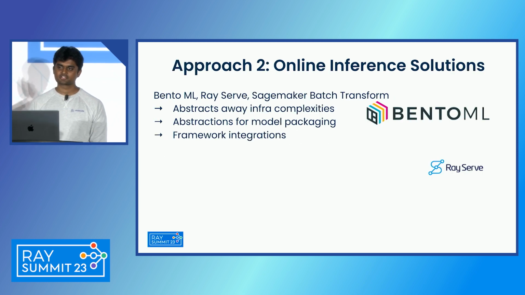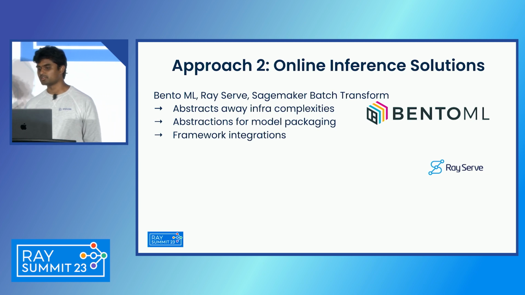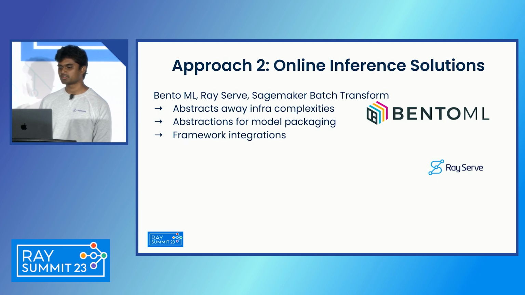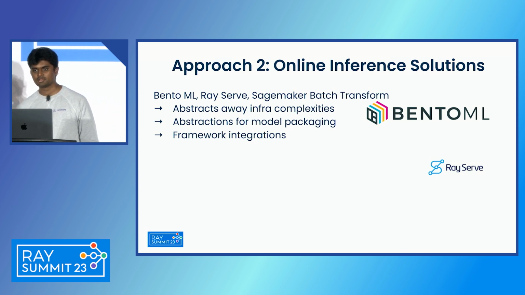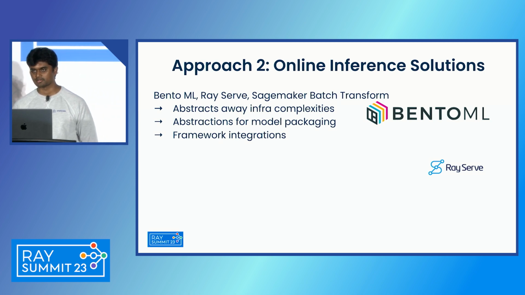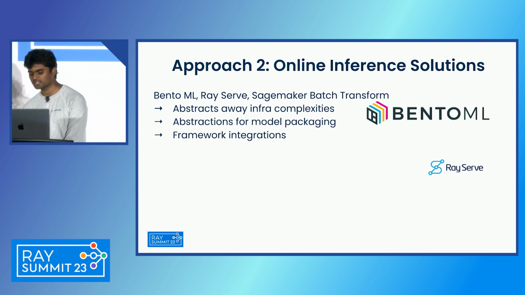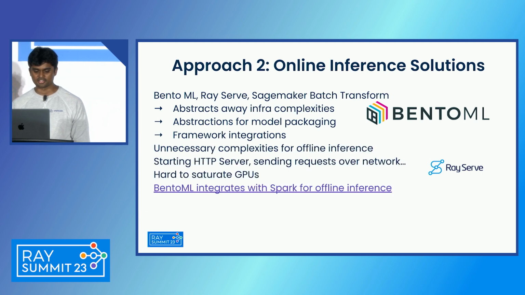The other category of solutions that people may use for offline inference is shoehorning an online inference solution into the offline case, using something like BentoML, Ray Serve, or SageMaker Batch Transform. These solutions can abstract away infrastructure complexities. Most of them are pretty well integrated with the rest of the ML ecosystem, and they have good abstractions for model packaging. But the problem when you force an online inference solution into the offline case is that it adds additional complexity and overhead.